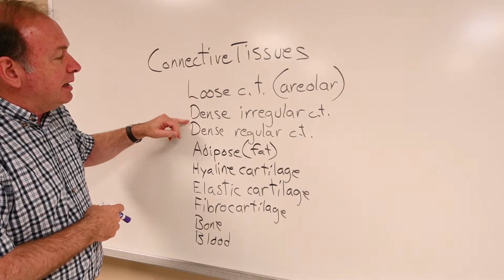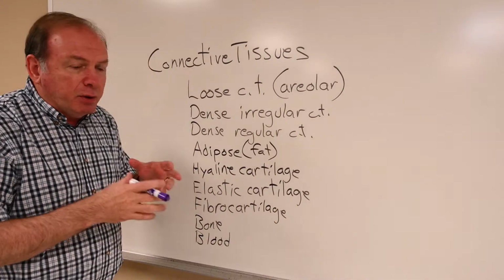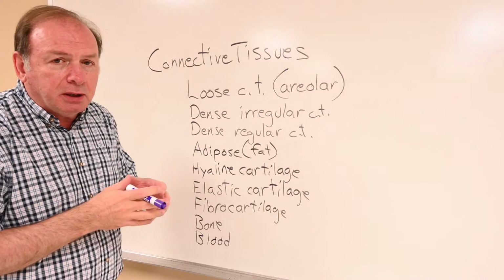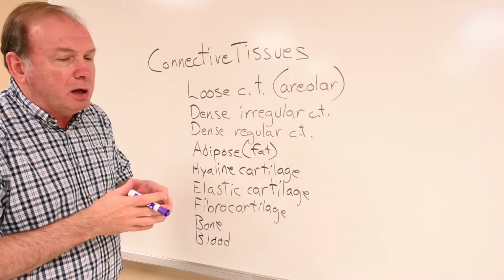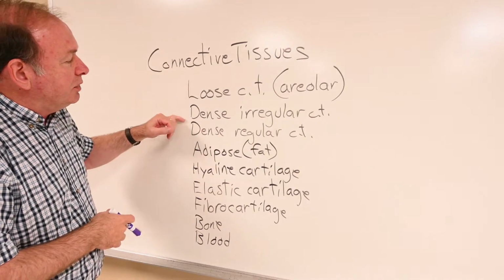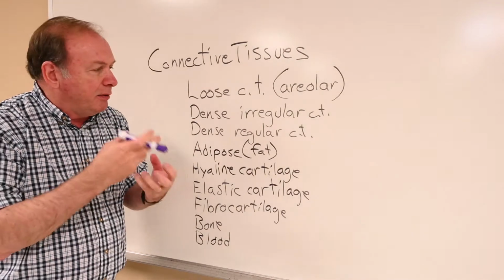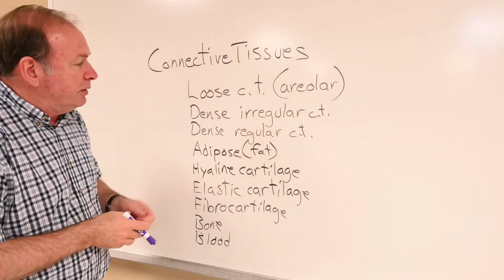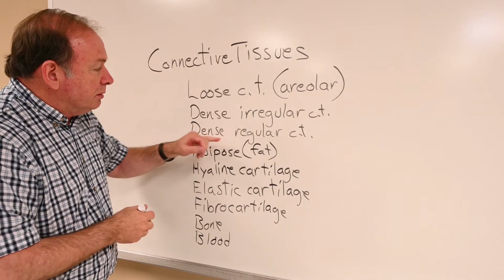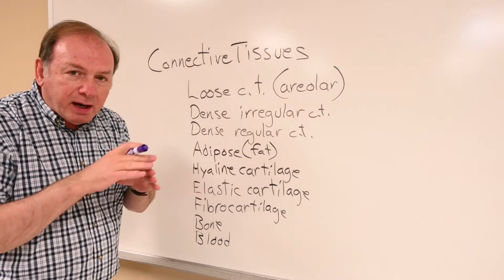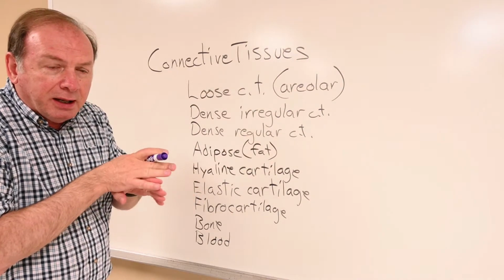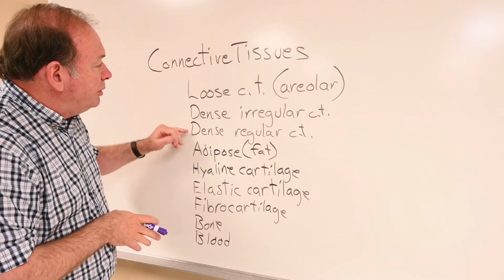Dense, irregular connective tissue has fibers that are gathered together in bundles, larger numbers of collagen fibers together, but they're still kind of irregularly arranged. They run in different directions within the tissue. Dense, regular connective tissue, as it sounds, the fibers run regularly. They're in one direction in parallel, the collagen fibers within that.